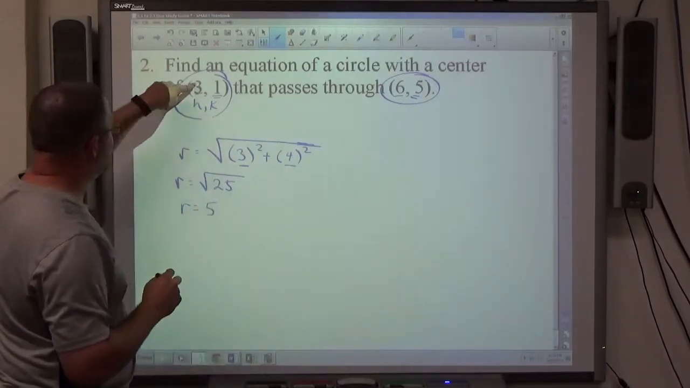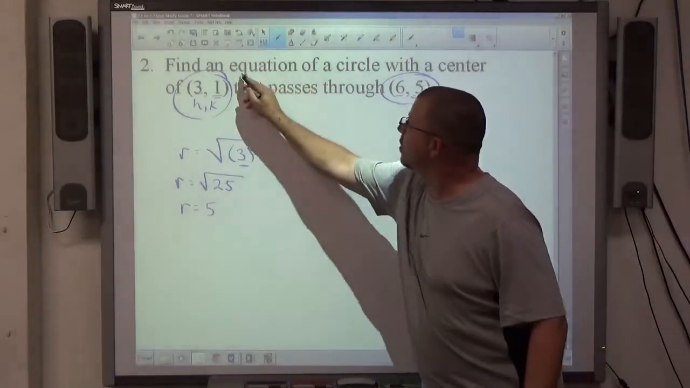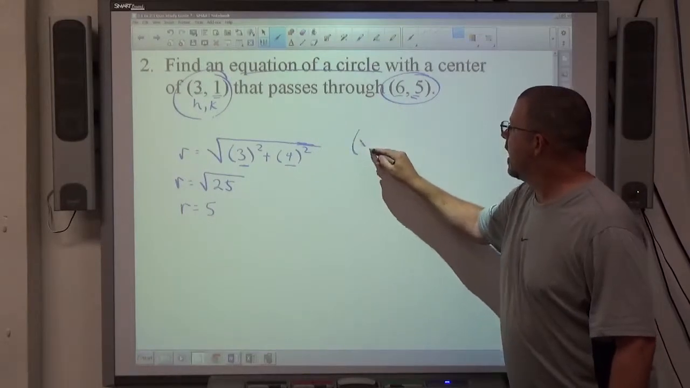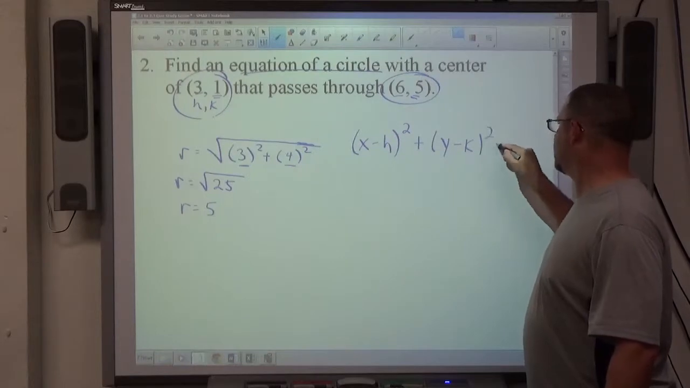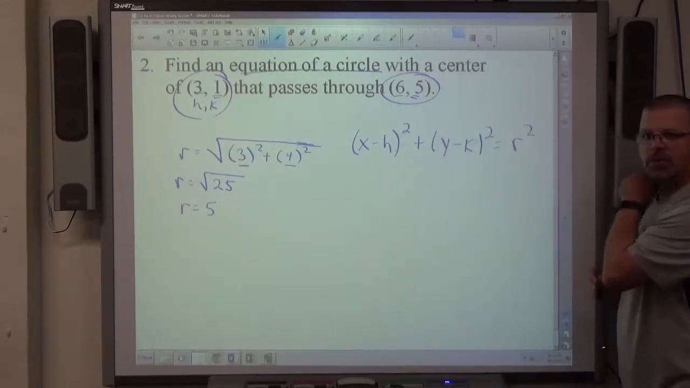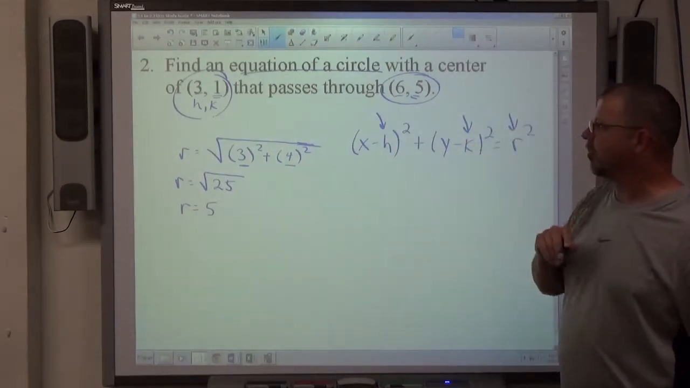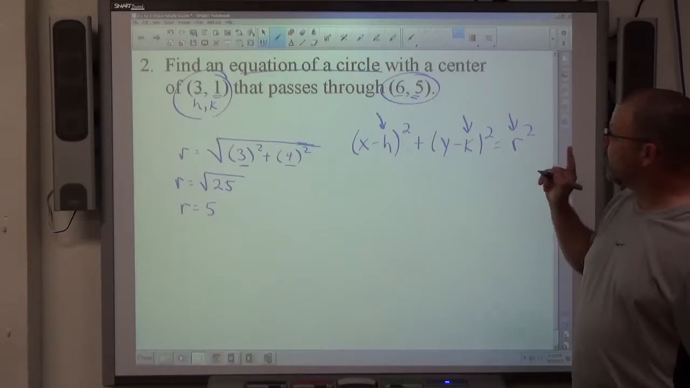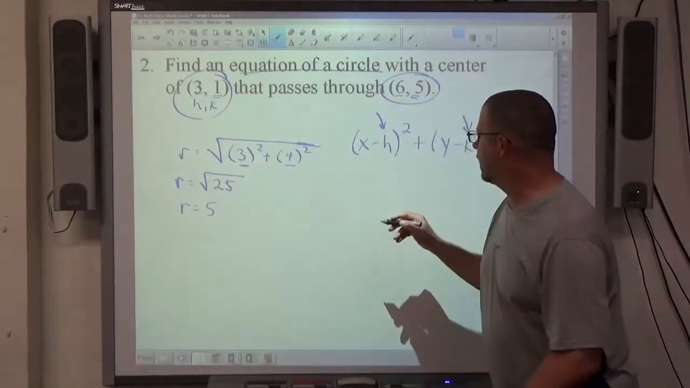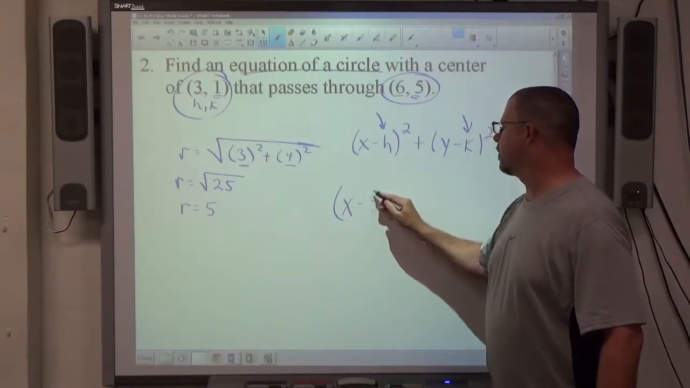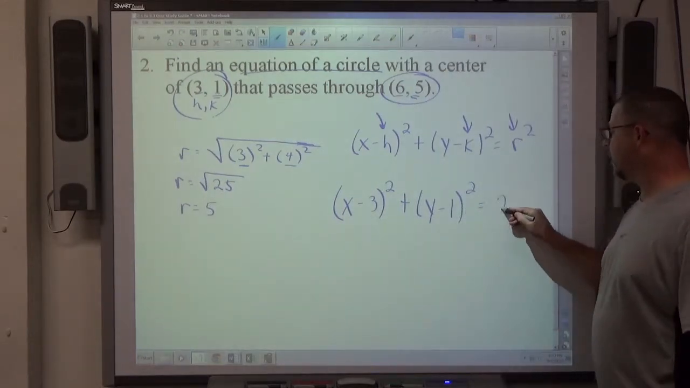So once I know what h, k, and r values are, my equation of a circle is x minus h squared plus y minus k squared is equal to r squared. That's your structure. That's what your answer needs to look like. h, k, and r are going to be replaced with the numbers. And notice it says minus h and minus k, which means that whatever h and k are, we're subtracting them. So I'm going to get x minus 3 squared plus y minus 1 squared is equal to 5 squared.